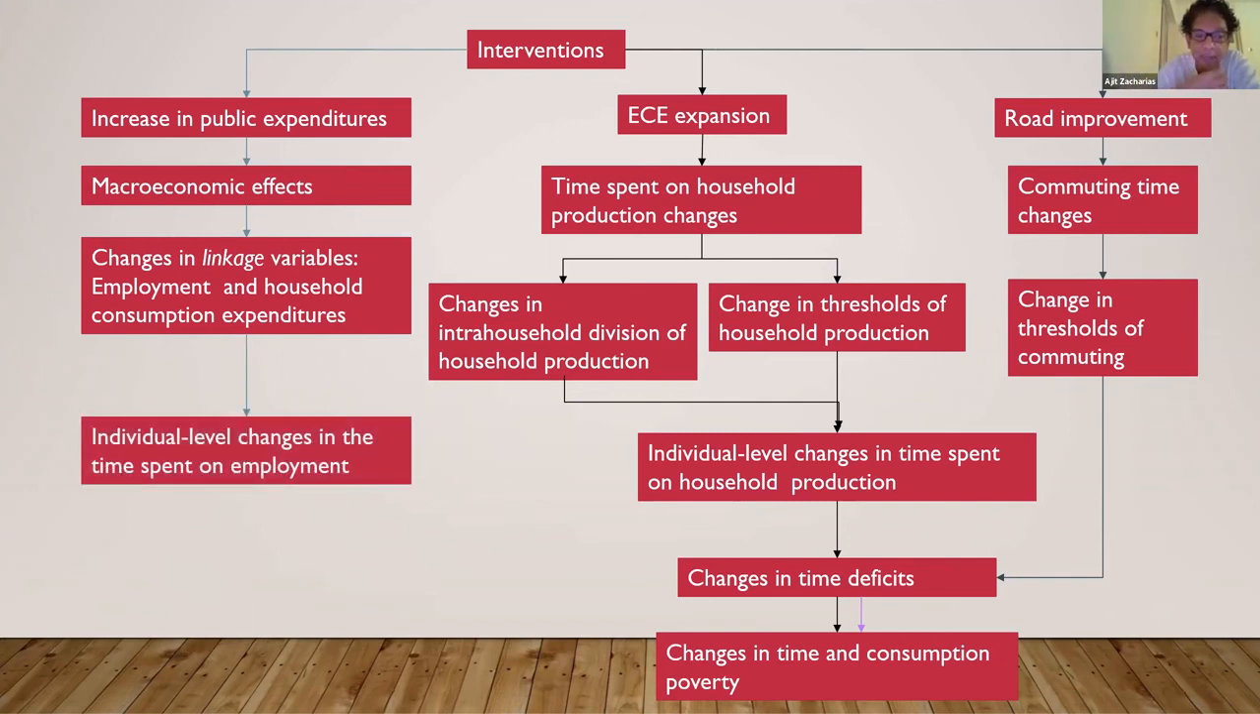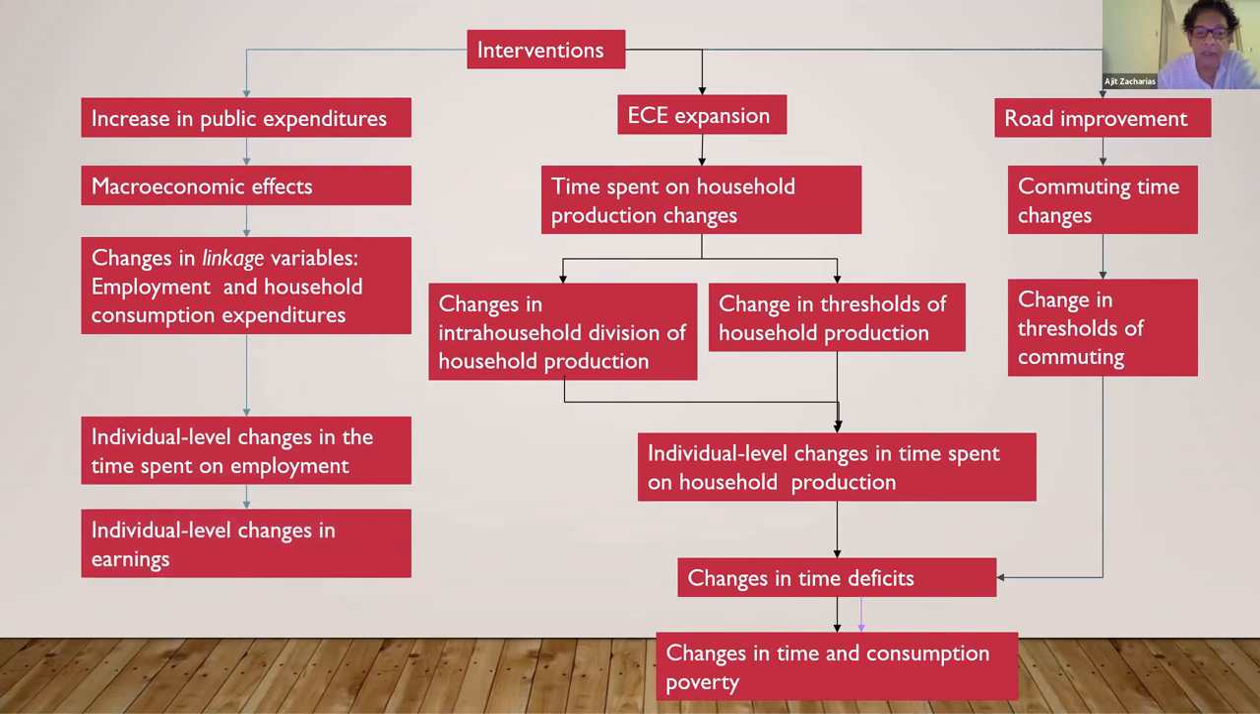That has implications: additional employment opportunities and increased household consumption expenditures can change individual-level time spent on employment. That can change the individual's income or earnings from work. And in turn, we assume that can potentially change the bargaining strength of individuals within the household, right? So it can change the sharing variable. And in turn, changes in employment can also directly affect the change in time deficit, because as we saw in the time deficit, time balance equation, one of the variables there is the time that the individual spends on employment.